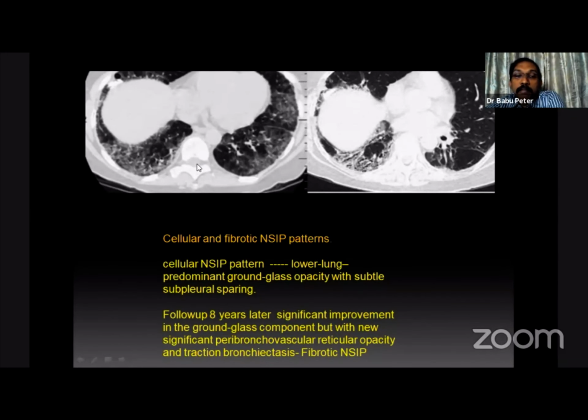The NSIP pattern can be either cellular or fibrotic. In the cellular pattern, again, you get predominant ground glass opacity involving the lower lungs with subpleural sparing. Follow-up of this patient some years later revealed reticulation with gradual disappearance of the ground glassing, with significant peribronchovascular reticulation and traction bronchiectasis. So this is a fibrotic type of NSIP.